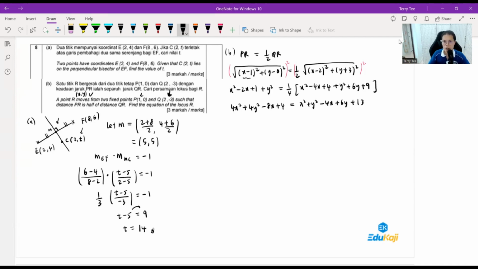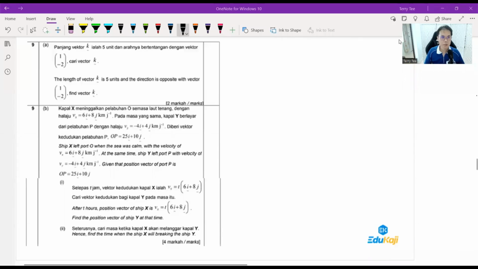So bring everything to the left. 3x squared, 3y squared, minus 8x plus 4x, minus 4x. 6y, bring over negative 6y. 4 minus 13 is minus 9. The result is 0. Okay, so there you go. That's your equation of locus.